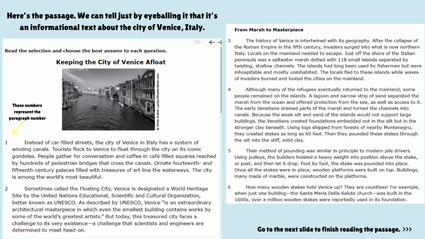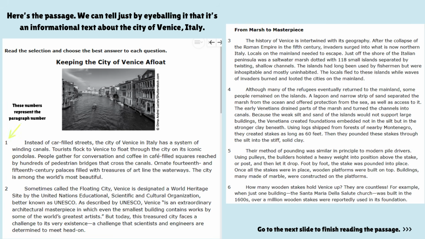So just by eyeballing this without even reading it, we can tell that this is an informational text about the city of Venice, Italy. Right here, I'll point out these numbers where that arrow is. Those numbers represent the paragraph number, and that's going to be important because many of the questions will reference you to look back at different paragraph numbers, and we'll see that in a minute.